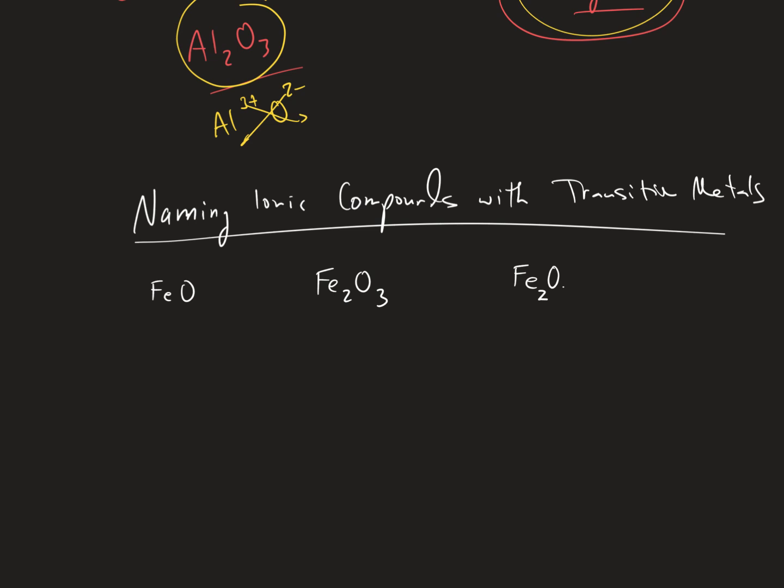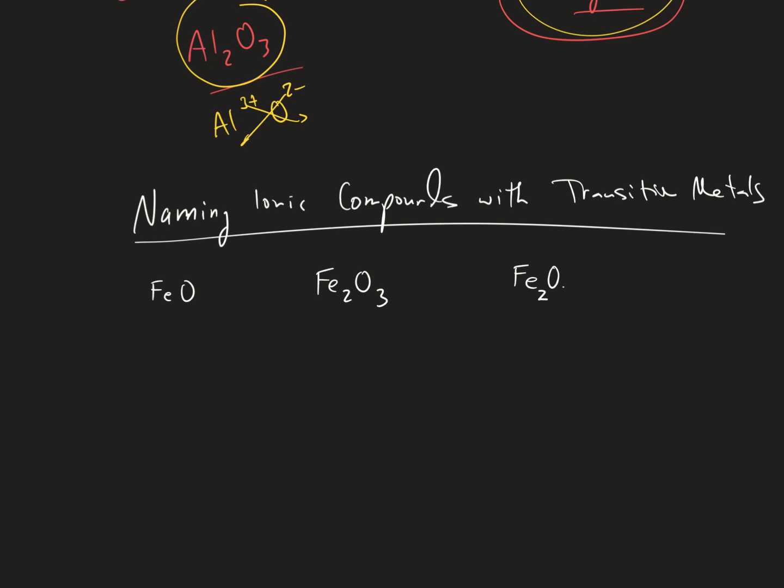Wait, you just said there's only one way to write it for main group element ionic compounds. Okay, just main group. So these, we have to name them differently. And we name them by their charge, because they all have different charges. Now, remember, we looked at valence electrons on the main group elements, right? We can't do that for transition metals. They just are different. Why? I don't know, they just are. Okay?